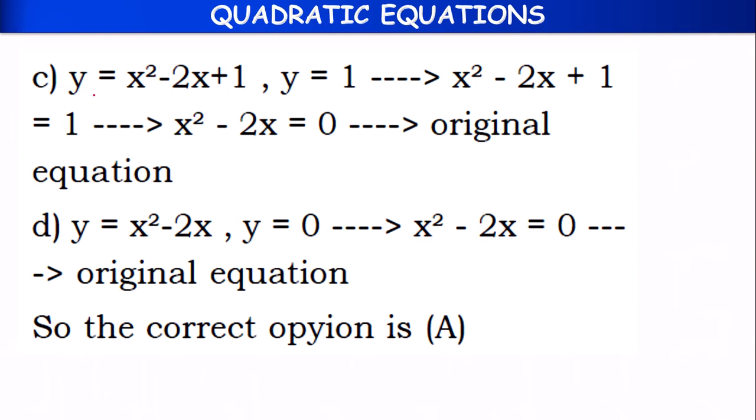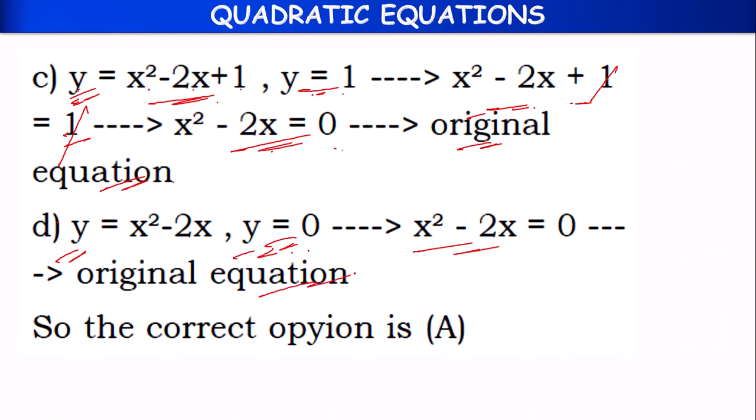Next, in option C, they have given y equal to x square minus 2x plus 1 and y equal to 1. If we keep 1 in the place of y, we will get x square minus 2x plus 1 equal to 1. The same value 1 on both sides will get cancelled. x square minus 2x equal to 0 will remain, which is the original equation. In the fourth option also, if we substitute 0 in the place of y, we will get the original equation.